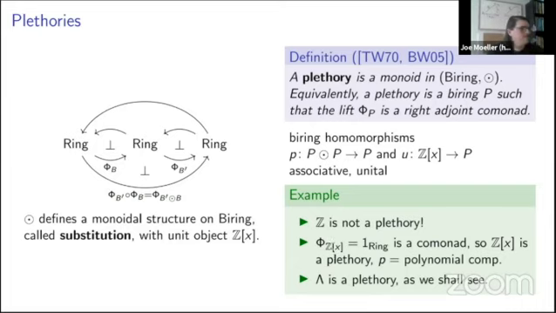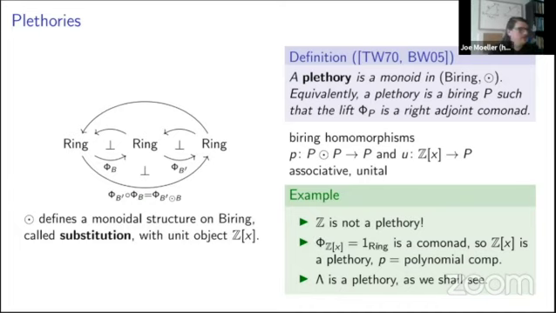So for the examples, we have Z. We said before it was a biring, but it is not a plethory. And I won't tell you why. I think it's fun to figure out exactly why if you're curious, but I'll let you figure it out.